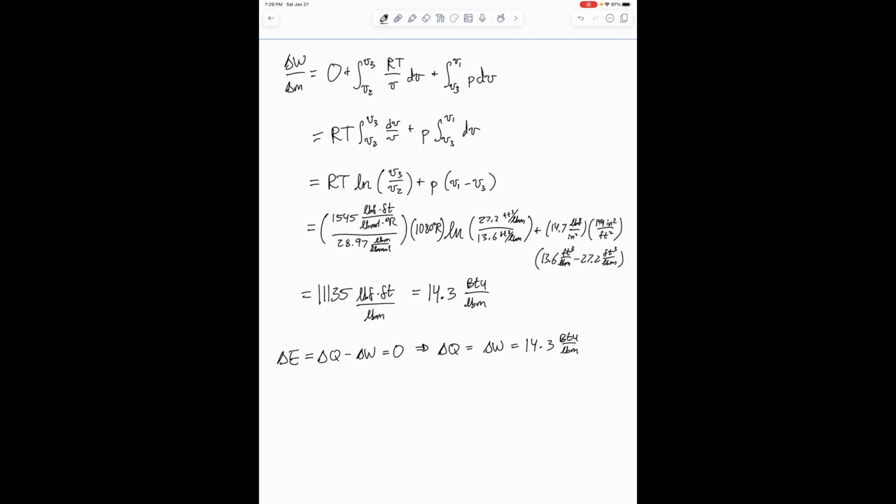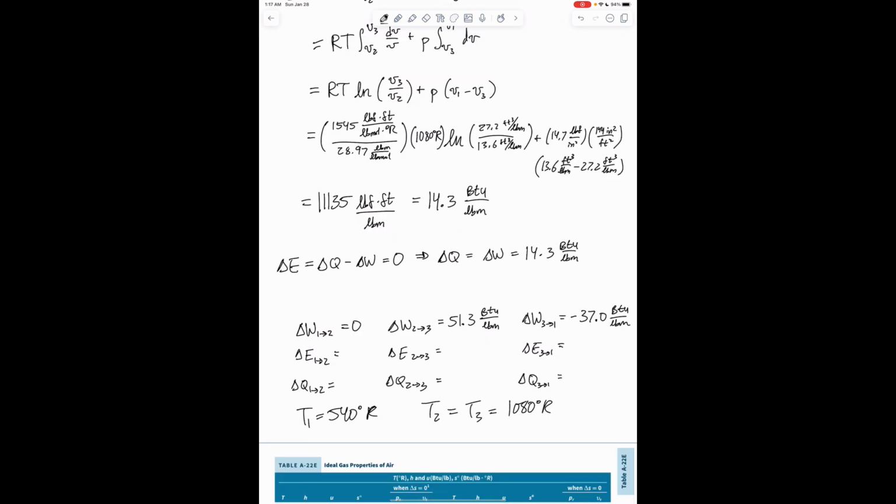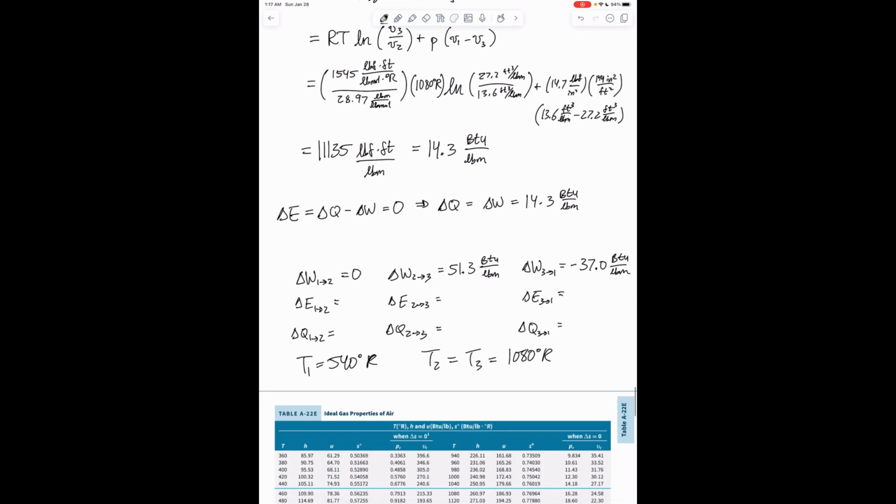I want to hop into a new topic real quick and mention these two important elements, because I don't think I have time to cover it next week. Now, hypothetically, what if I want to break down each process in this cycle and determine the change in work, change in internal energy, as well as change in heat transfer, heat loss, heat gain.